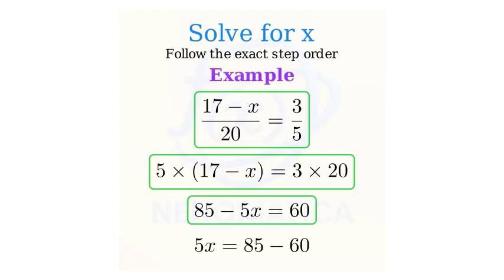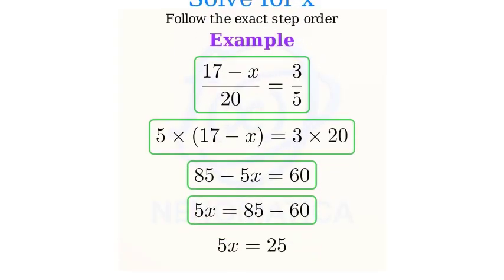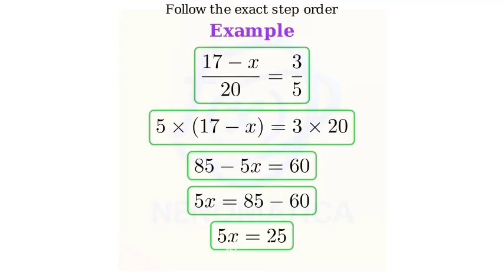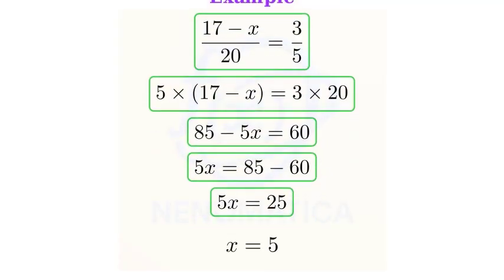We write 5x equals 85 minus 60. Step 5. Simplify the right side. 5x equals 25. Final step. Divide both sides by 5 to solve for x. The solution is x equals 5.